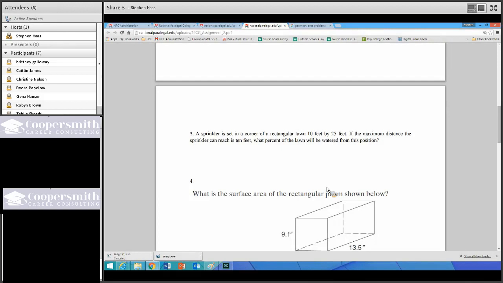I think number 3, you draw it basically. Draw a rectangular lawn, 10 by 25. You can use a straight edge.